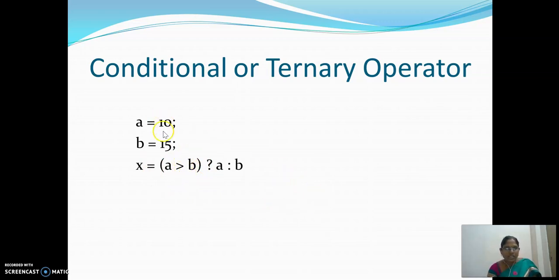Now see here, A is equal to 10 and B is equal to 15. X is equal to A greater than B, question mark, A, colon, B. Is 10 greater than 15? No, false. So then which statement will be executed? B. So what is the value of X? X will become B, which is nothing but 15.